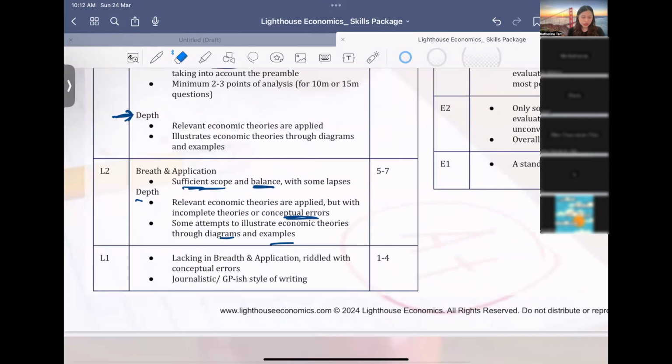L1 is very rare, but sometimes when students come to me, especially for one-to-one class, I realize that maybe their school never taught them properly how to write essays. So they write their essays in a very GP-ish style, a journalistic way of writing. Usually if you got grades from E, S, U onwards, chances are you fall into L1, and it's very likely that you have a journalistic GP-ish way of writing. Your econs essays are not meant to be like your GP or English essays.